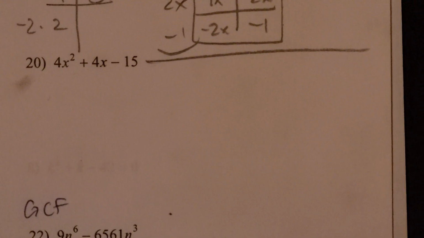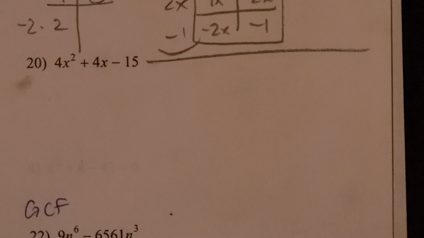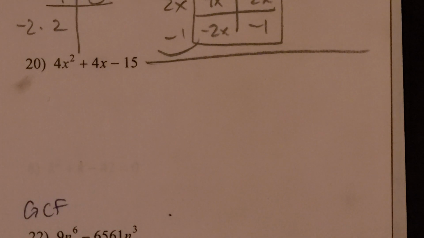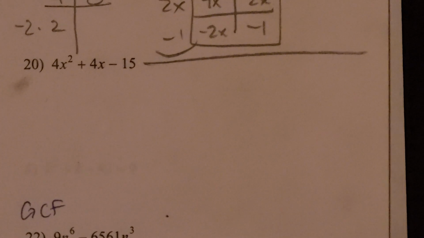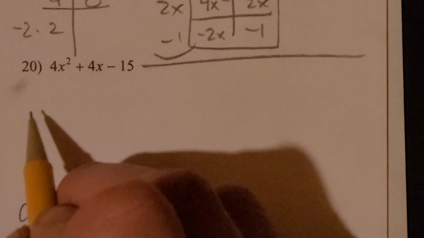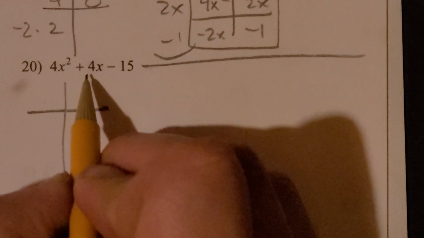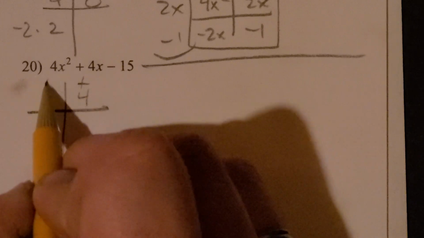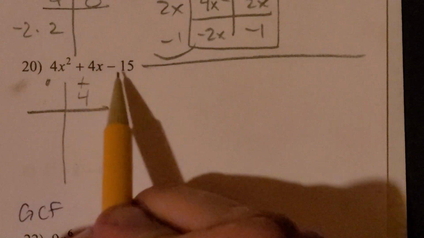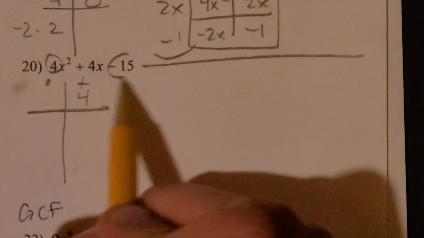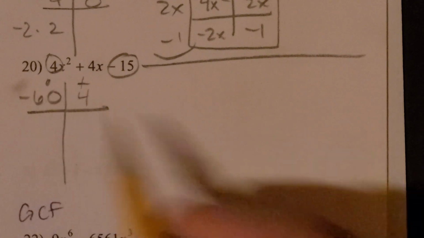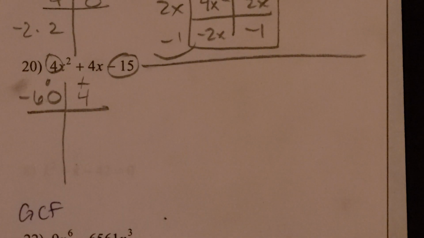All right, let's show you this one more time. So, for number 20, you would say, I want two things that are going to add to 4, and two things that are going to multiply to 4 times negative 15. Which just about all of you have phones, so you can use the calculators on there. I'm not too concerned about it.